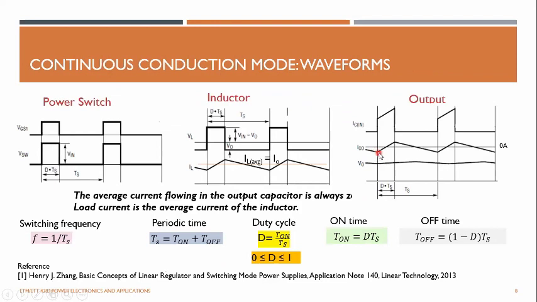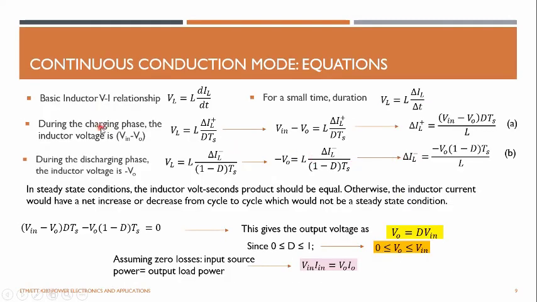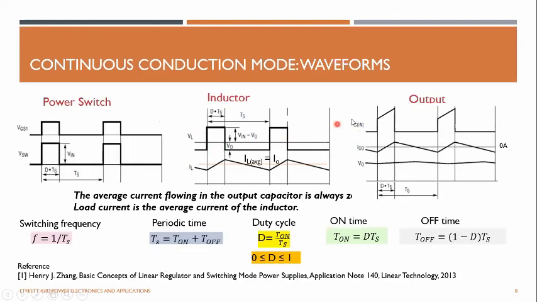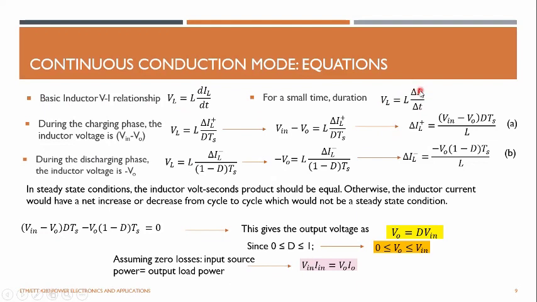And so the capacitor current is when the inductor is charging, the capacitor current increases, and when the inductor discharges, it is decreasing. So we can derive some basic equations for the buck converter using the inductor voltage current relationship. You know that the inductor voltage V is equal to L di over dt. For a small time duration like this, we can assume this time is delta t. So L times delta I divided by delta t is the inductor voltage.